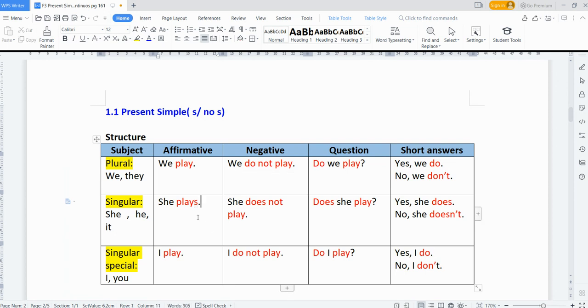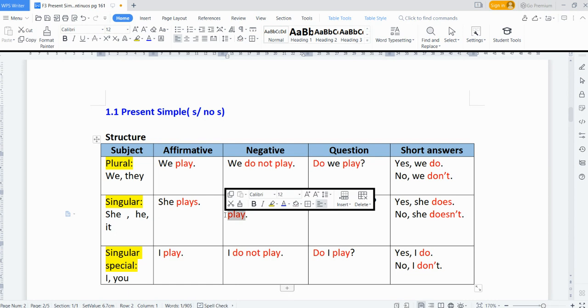She plays. He plays. It plays. Okay. If it's negative, you add the word not in the middle. Okay, you can see here she does not. Okay, the word do changes to does, with the es: does not. And then the other verb, play, you don't have any s.